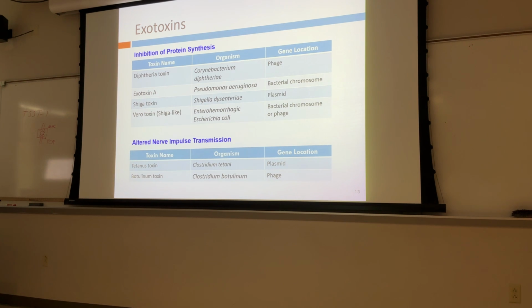And you see some other examples here too. Shigella dysenteriae causes dysentery. We talked about that in the spring semester. So the Shiga toxin itself is plasmid encoded.